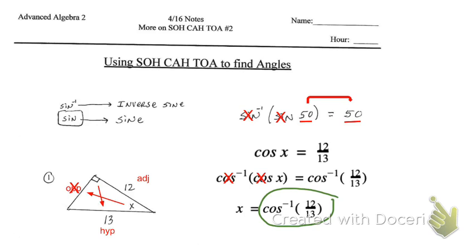Now on my calculator, if you have a calculator like mine, you have to hit that second button. Okay, so it depends on your calculator. You have to figure out how to get the inverse cosine to appear and then type in your 12/13.